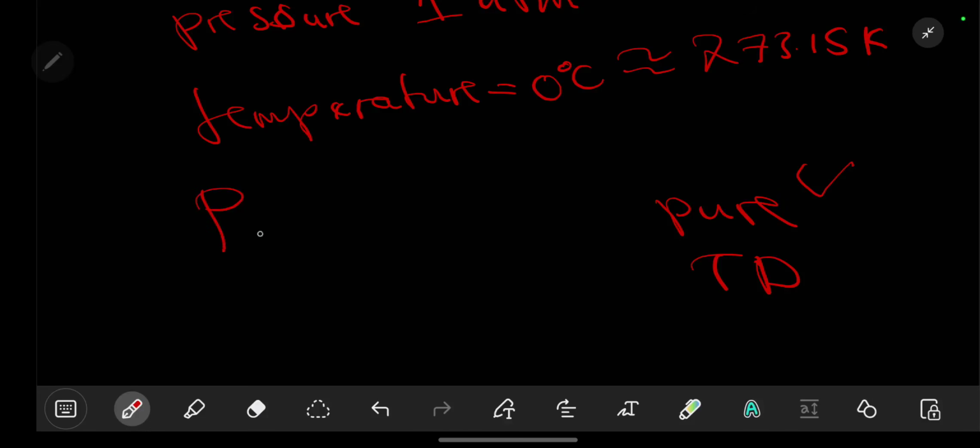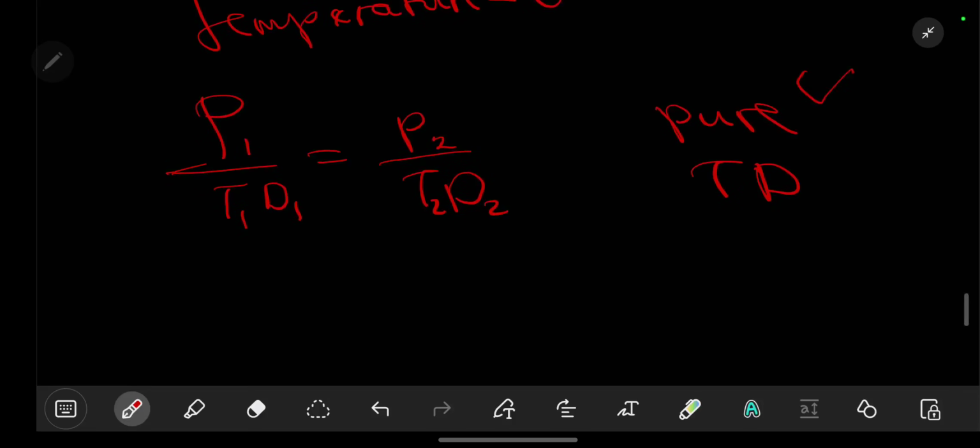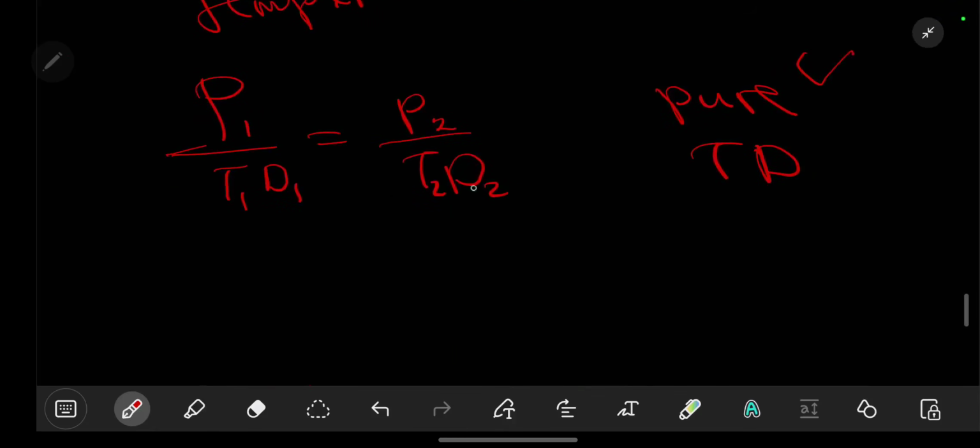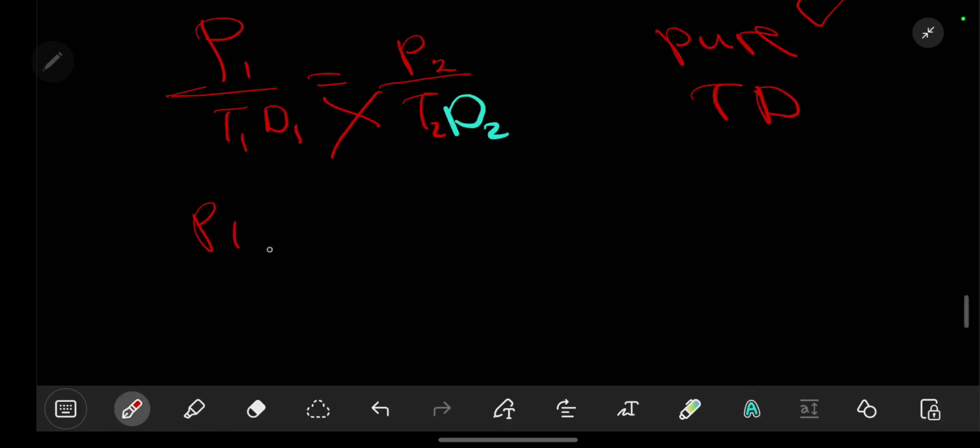So you can say P over TD should be equal to P over TD, to help you remember. So P1, T1, D1, P2, T2, D2, like that. Then what are we required to find? We are required to determine the density. So we are going to make D2 the subject of the formula. We cross multiply, and we are going to have our P1 times T2, D2 should be equal to T1, D1 times P2.